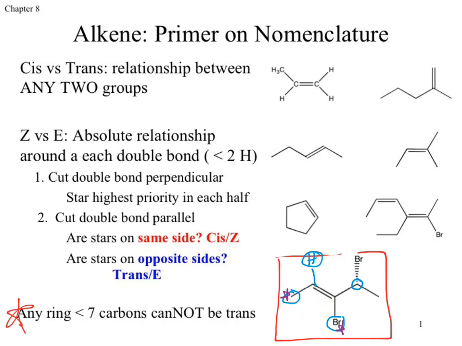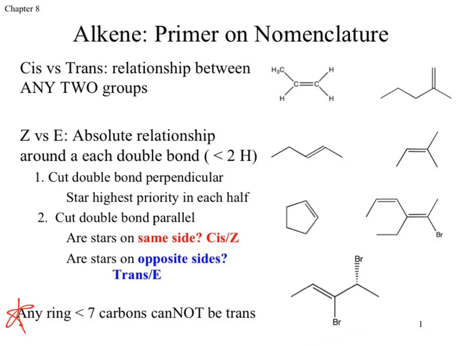Once we've gone through and done our stars, we can then go through, cut it in half parallel. Our stars are located on the same side of that line. So this structure would get the Z or cis moniker. If we're going to go through and actually name the compound, we won't use cis because that's our informal naming system. We'll use Z. Okay? So now this is where it's going to get a little bit dicier in trying to name this structure. Let me clean all of that up.